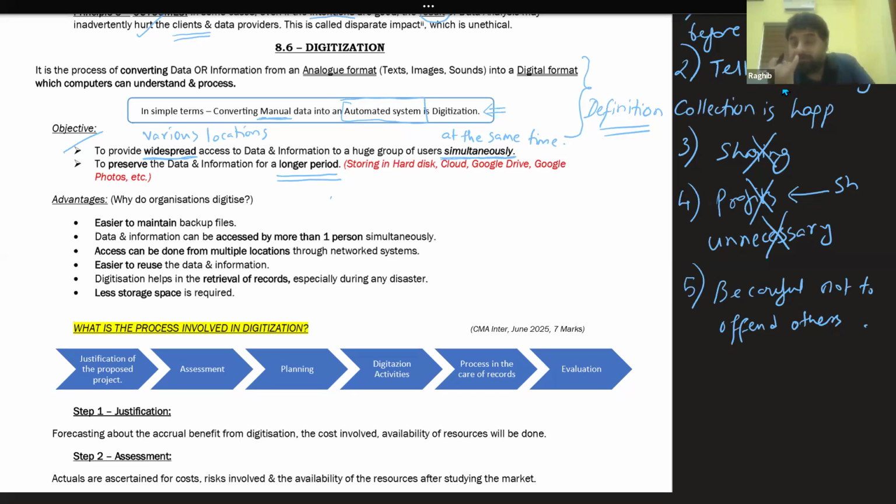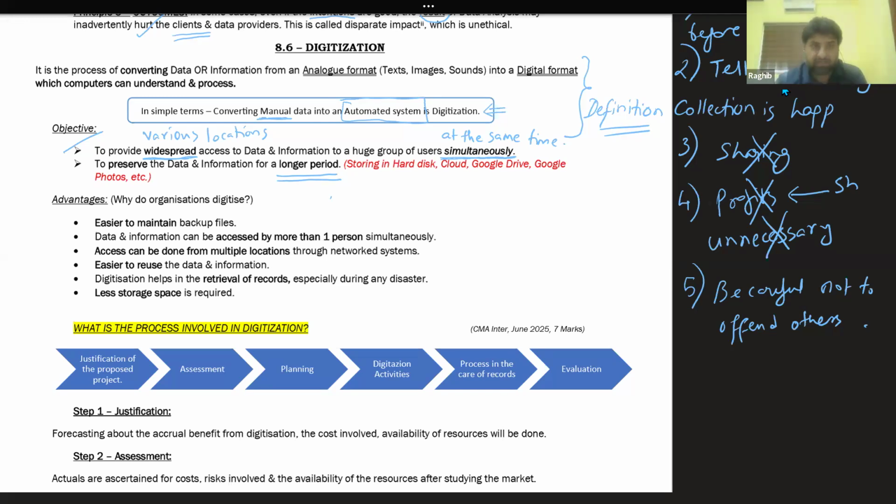So safety, protection from stealing, storage for a long time, and sharing with various people. These are the advantages, or these are the objectives, of why digitization is happening. So this is about the question. If the question comes, why does digitization happen, this can be written over there.